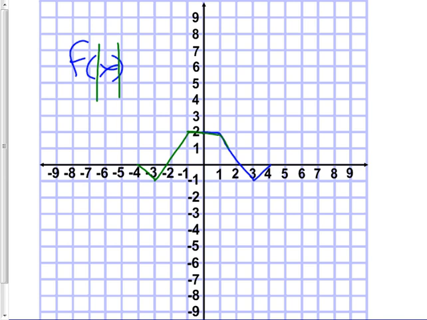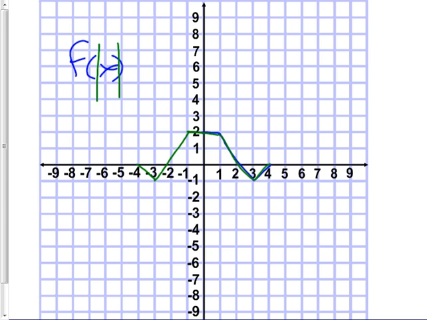There we go. The new function is this green one. It's the same on the right, and on the left it's a reflection. Any questions on that? Why? Good question. I like that question. It's my favorite question, in fact.